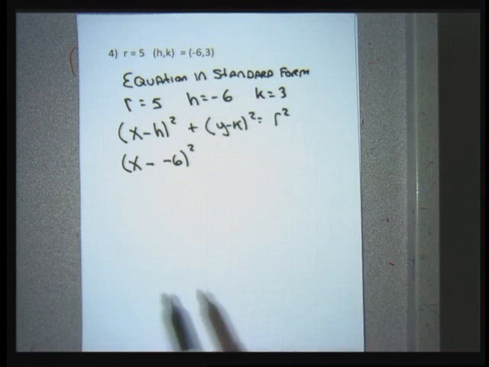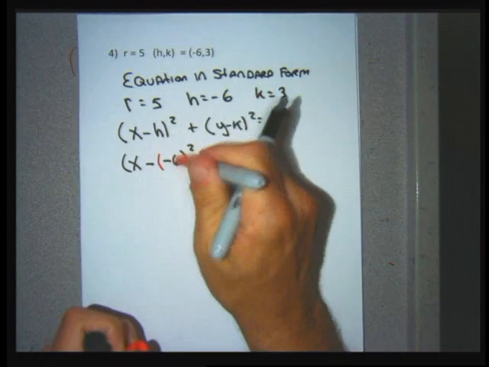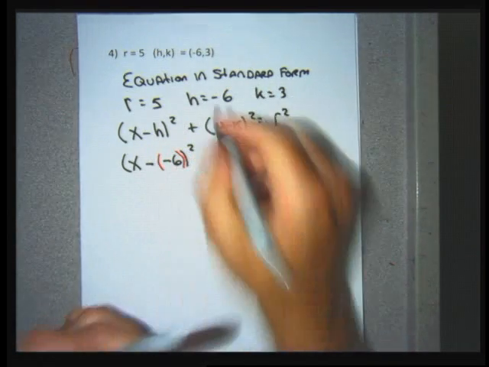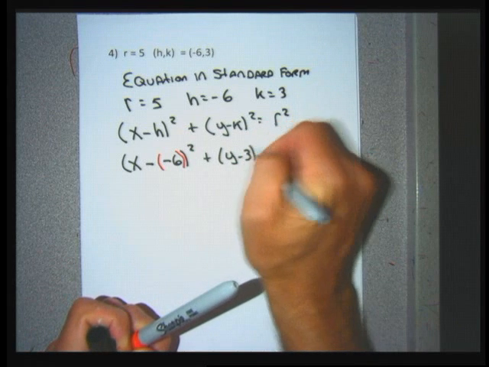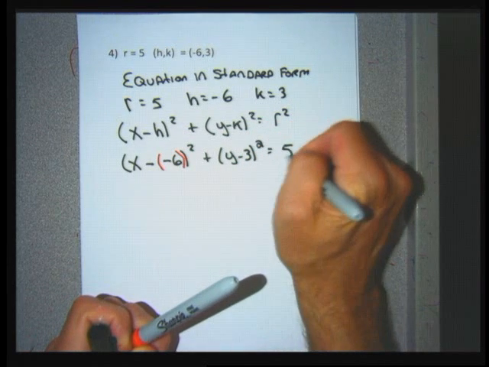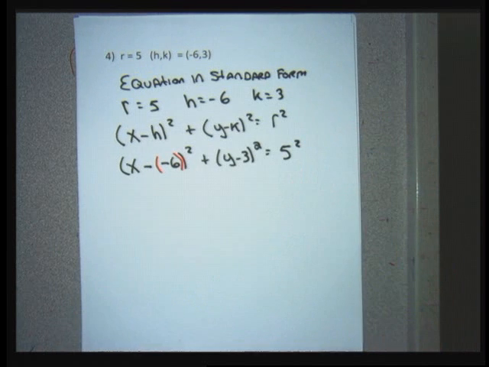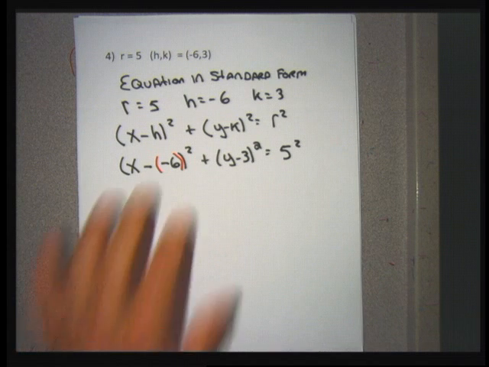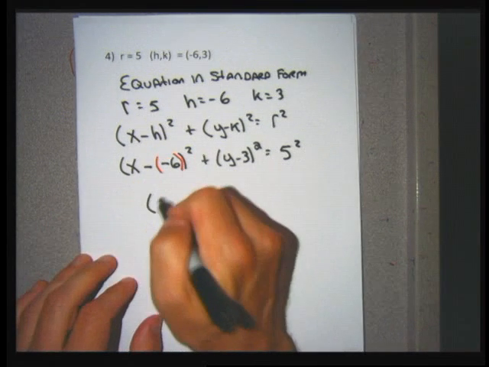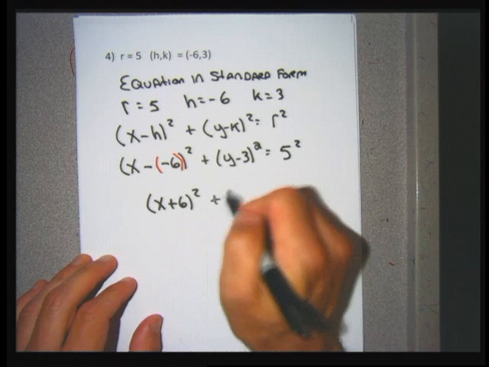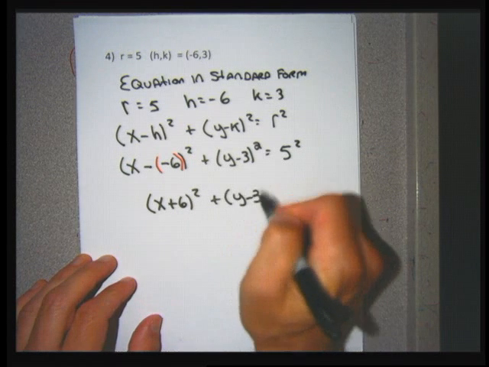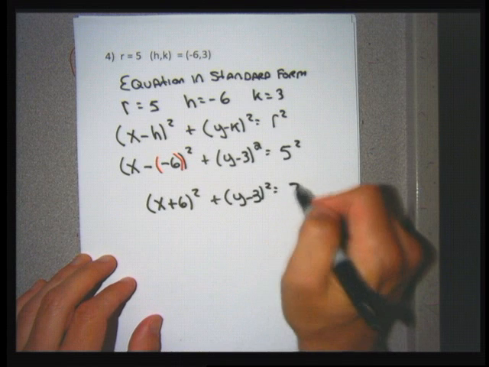Because I have a double negative, usually I make that second negative stick out in a parentheses. And then in the y parentheses, it's going to be y minus 3 quantity squared. To the right of the equal sign, I'm going to write 5 squared. That's technically the equation written in standard form that's asked for. I'm just going to write it a little bit cleaner. The double negative in the parentheses, I'm going to change to a positive and write that as x plus 6 quantity squared. And the 5 squared to the right of the equal sign, I'm going to rewrite as 25.